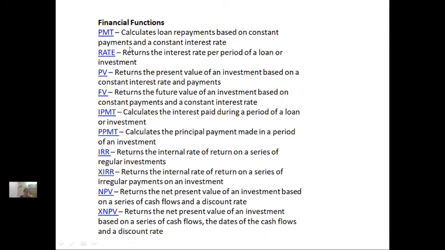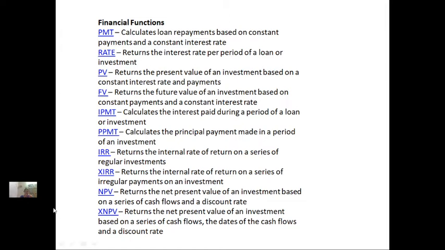So what is PMT? It calculates loan repayments based on constant payments and a constant interest rate. Next, RATE returns the interest rate per period of a loan or investment. It is used for calculating the rate of interest for the loan taken. Next is PV. It returns the present value of an investment based on a constant interest rate and payments. Next is FV, which returns the future value of an investment based on constant payments and a constant interest rate.